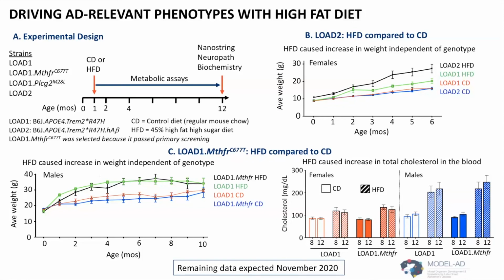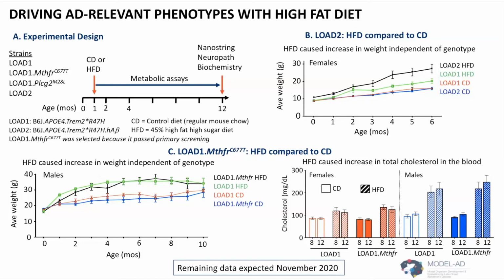And here's just some examples. So for instance, for LOAD2, we see that increase in weight in females. It's the same in males, although a little bit greater in the females, as well as the MTHFR variant on LOAD1. So you can see an increase in this case. I'm showing it in males, although there is a plateau as you get to 12 months. This is actually age on diet. So the mice here are 12 months old. And you can see a plateau where the control diet mice are catching up.